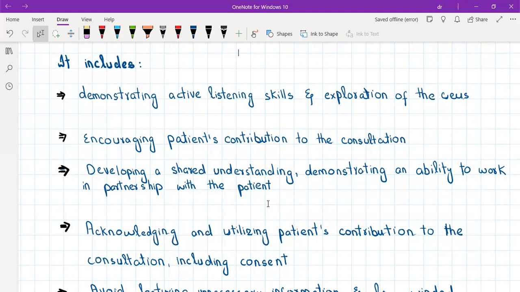Okay, it's not only your management. It needs to be a shared management. Okay. So basically, when you are telling the patient, you are discussing a management plan with the patient.